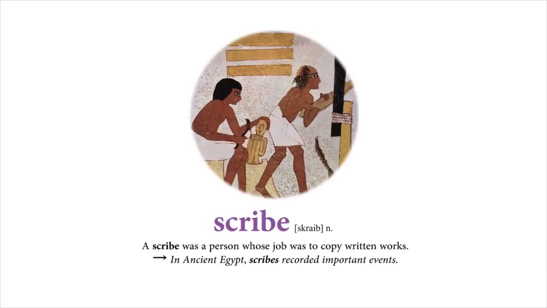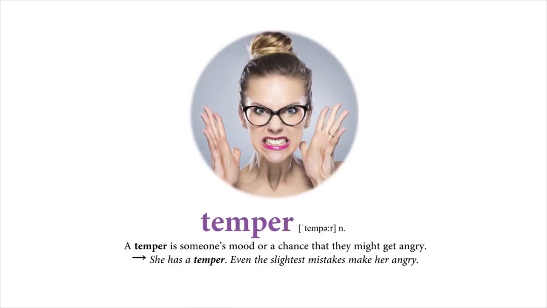Scribe. A scribe was a person whose job was to copy written works. In ancient Egypt, scribes recorded important events. Temper. A temper is someone's mood or a chance that they might get angry. She has a temper. Even the slightest mistakes make her angry.